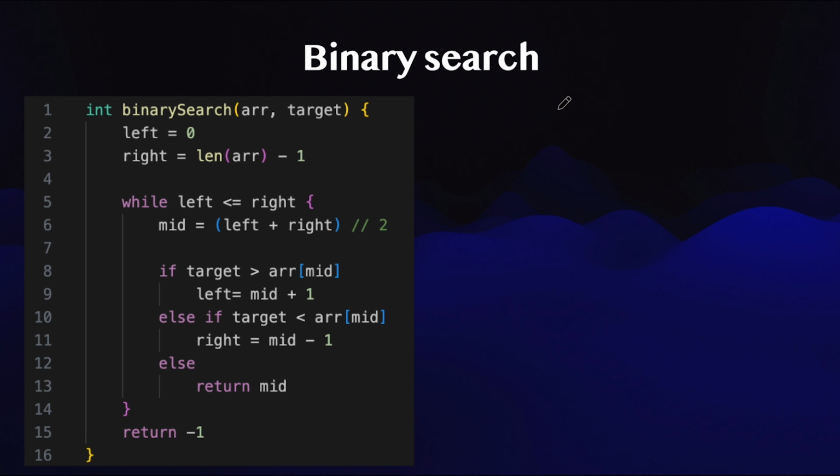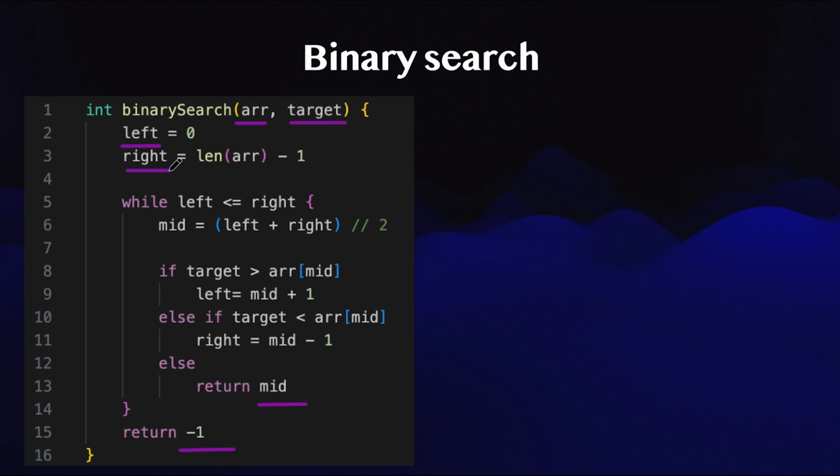Now let's see how to write binary search in code. The binary search function takes two arguments, a sorted array and an integer target, and it returns an integer representing the index of the target value if it's found, or -1 if it's not. And we need to keep track of the left and right boundaries of our array, so we initialize them at the very beginning.